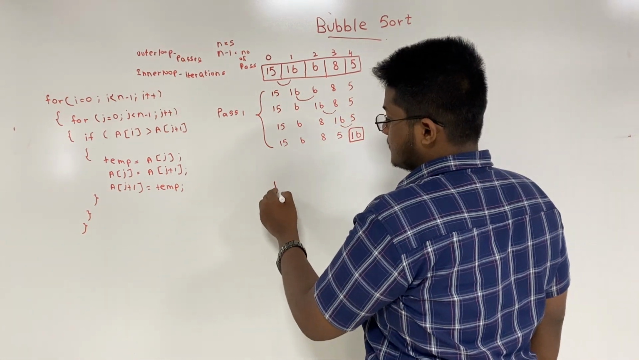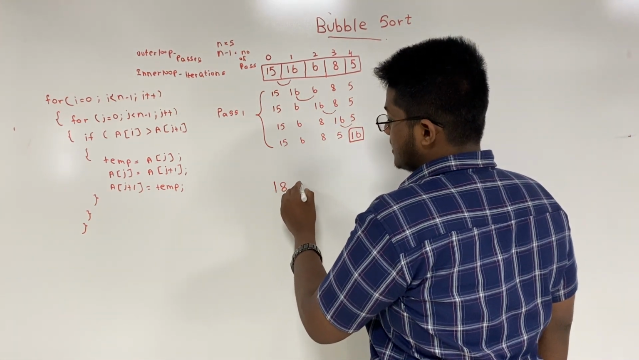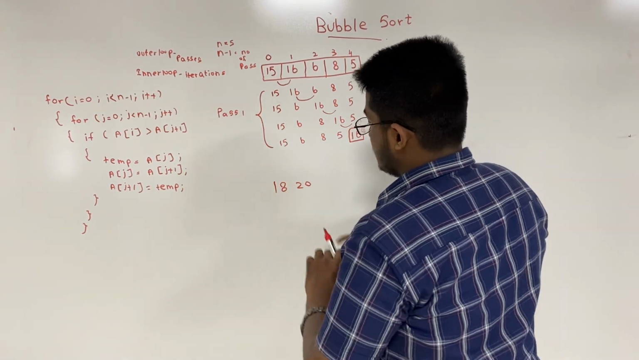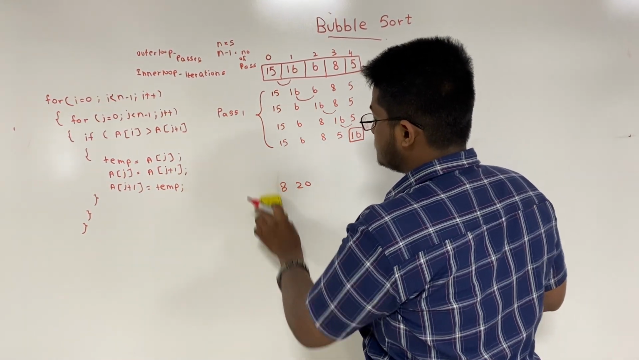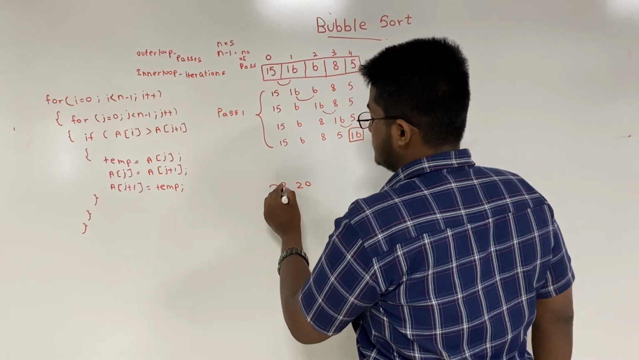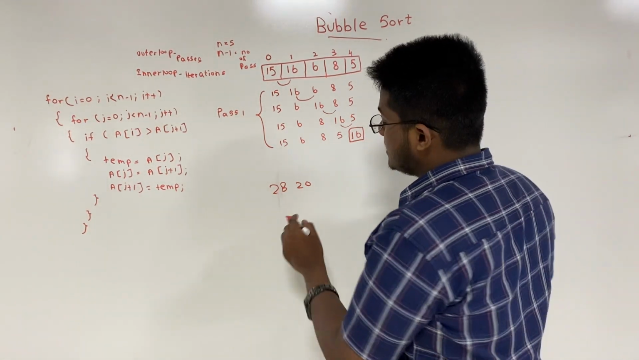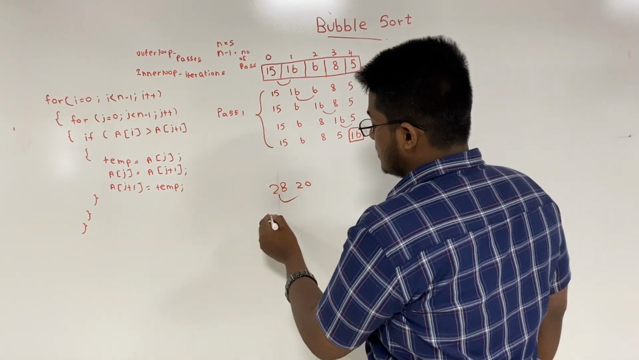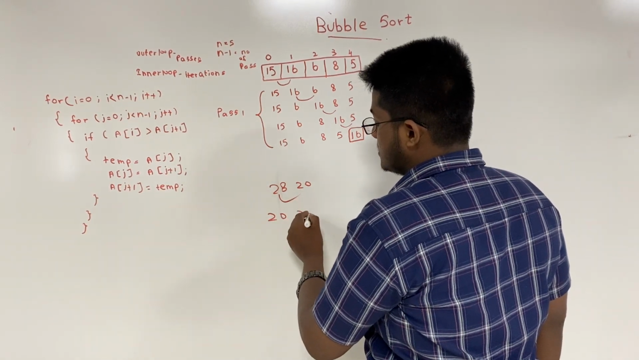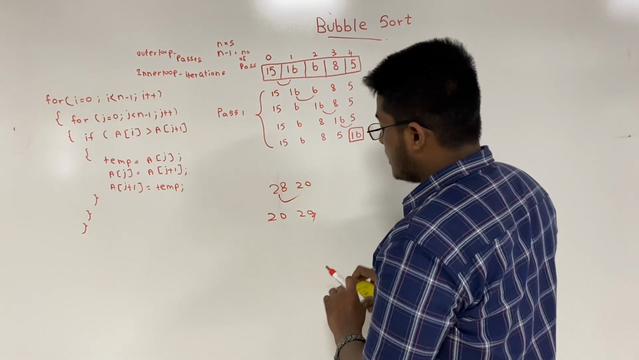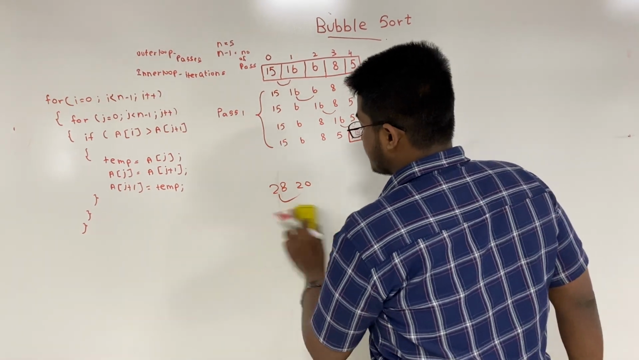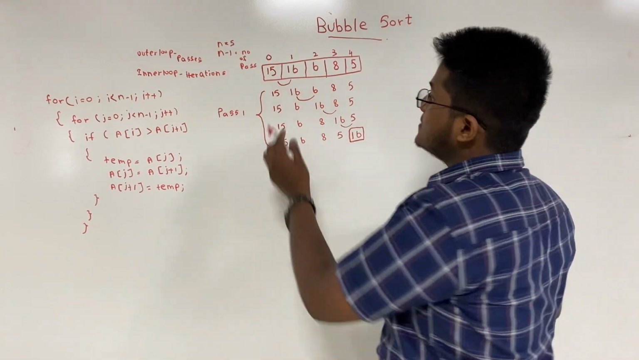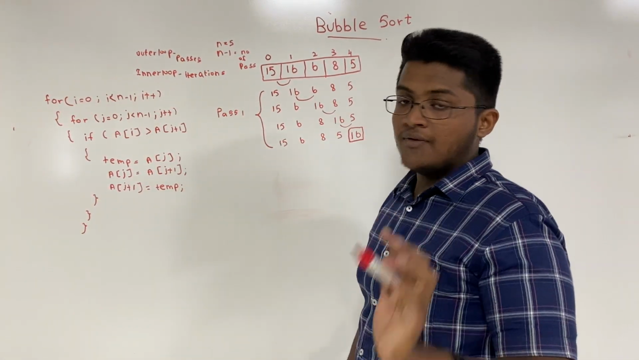If there is 18 and here is 20, sorry, we will take 28. If 28 is greater than 20, yes, it's true, and you must swap. Then we write 20, 28, like this. Okay. So in this array there are 5 elements.